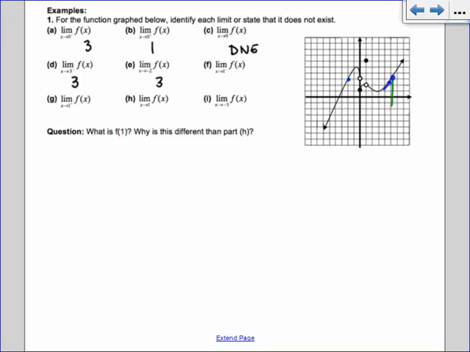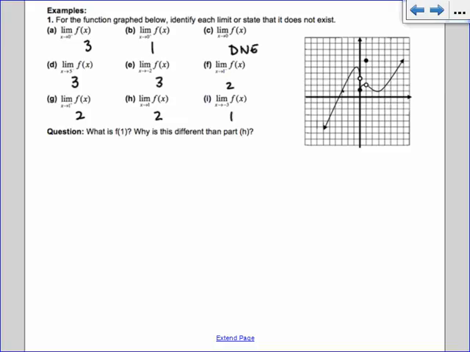And then 1 from the left approaches, right, we're going right there, we're approaching 2. 1 from the right is also approaching 2, so the limit as x approaches 1 is 2. And then the limit as x approaches -3, 1, 2, 3 is 1.